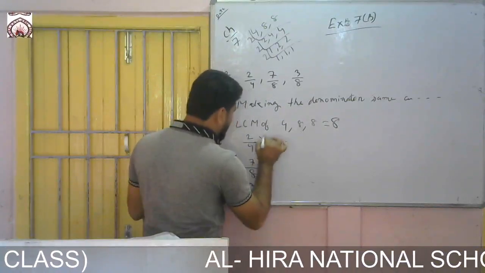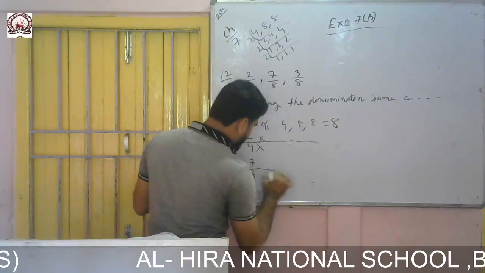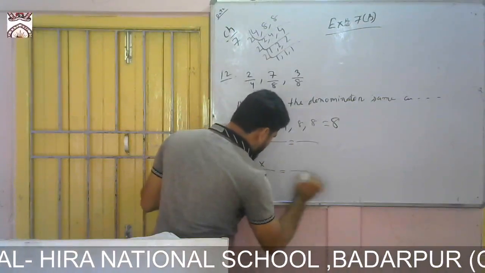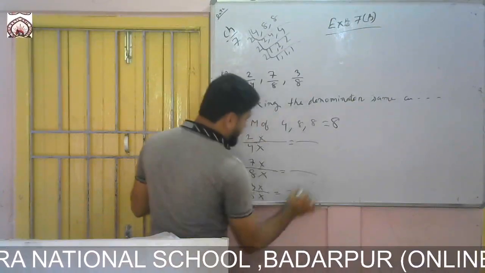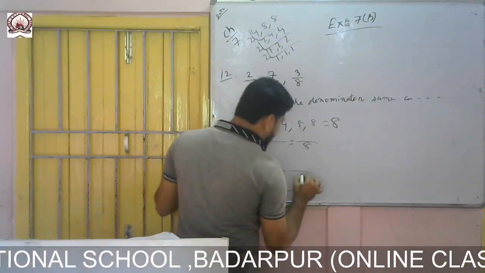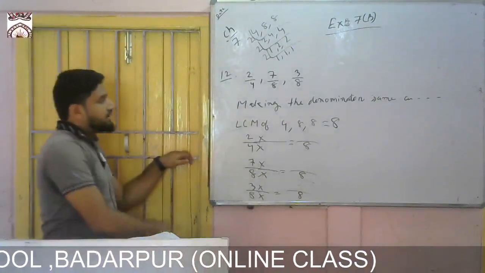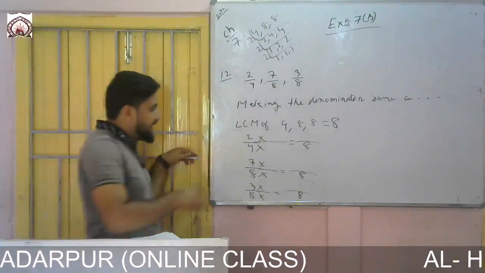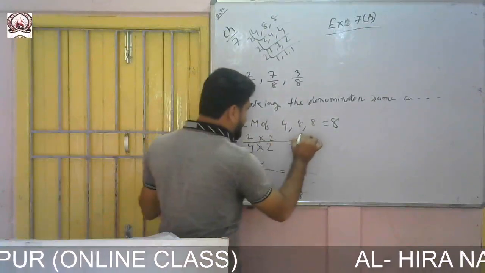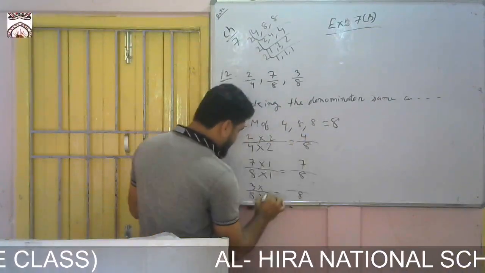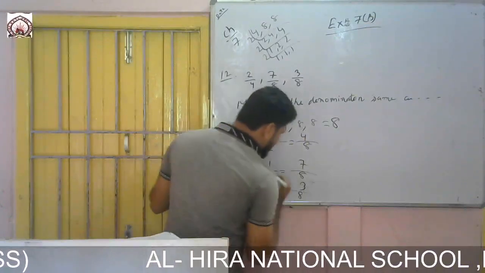So multiply now. In every case, 8 is the LCM, and the LCM of the 3 numbers will be the denominator. So 4 2s are 8, 2 2s are 4. 8 1s are 8, 7 1s are 7. 8 1s are 8, 3 1s are 3.